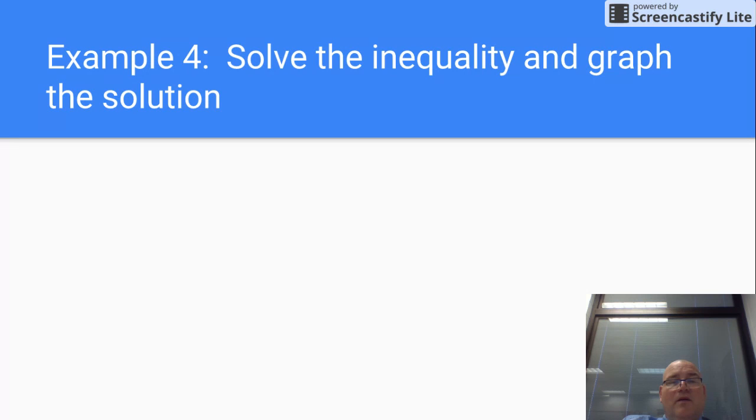Take a look at example 4. 36 is less than negative 4x. Divide both sides of the inequality by negative 4. X is sitting here on the right-hand side of the inequality. We have to undo everything that's on the right-hand side. 36 is less than negative 4x. We're going to divide both sides of the inequality by negative 4.